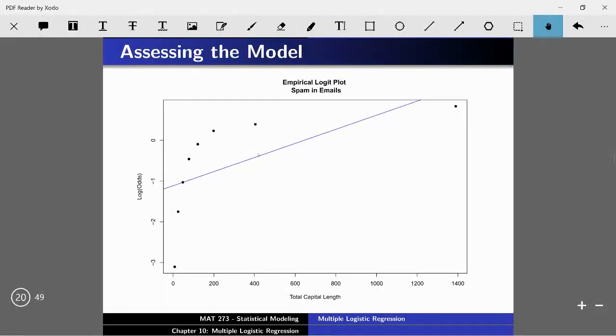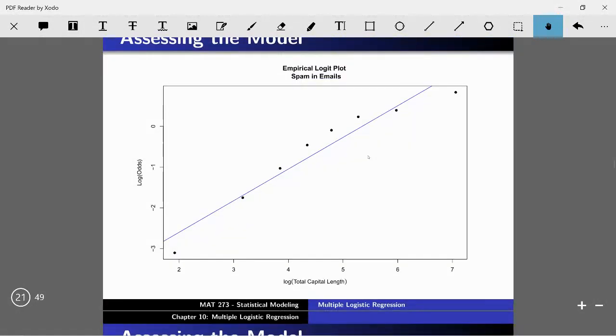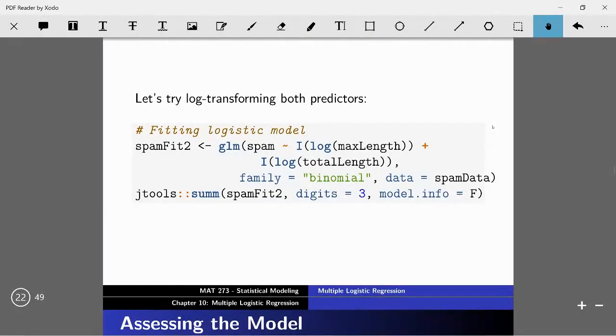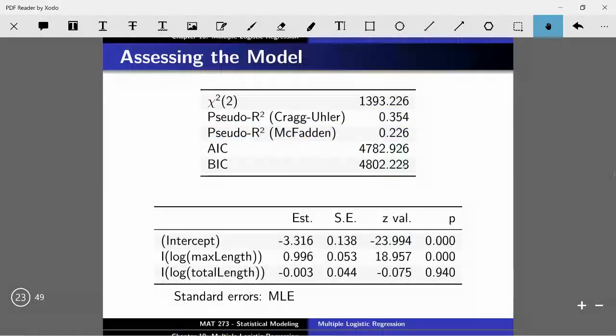Now looking at the other predictor variable, total capital length, we have a similar concave down shape. This time, instead of trying the square root, we're just going to skip right to the log transformation. And hey, it looks pretty linear here. So the log transformation is helpful for that predictor as well. Okay, so now let's try fitting a model where we have both predictors log transformed instead.